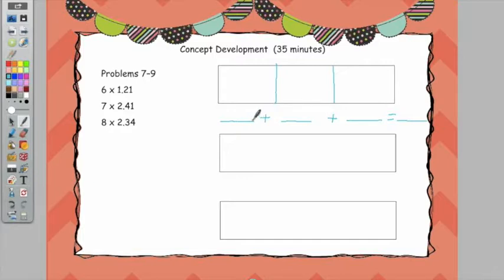Okay, so the first one is 6 copies of 1 and 21/100. So where does the 6 go? On the side. So now we'll write unit form. How do I write this number in unit form? 1, 1. Good. How do I write the 2 in unit? 2 tenths. And 1 hundredth.